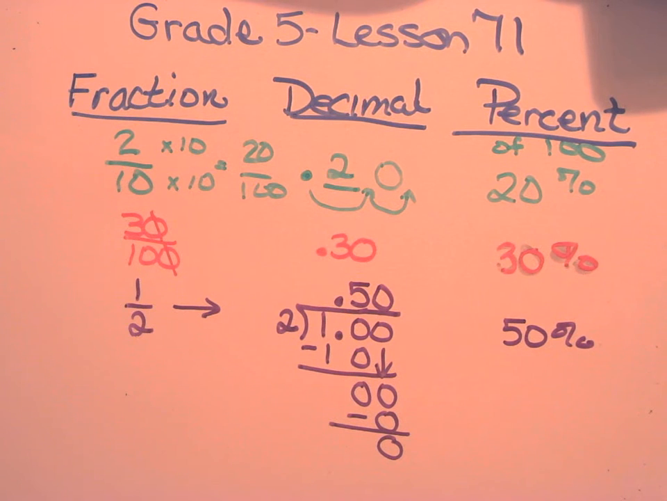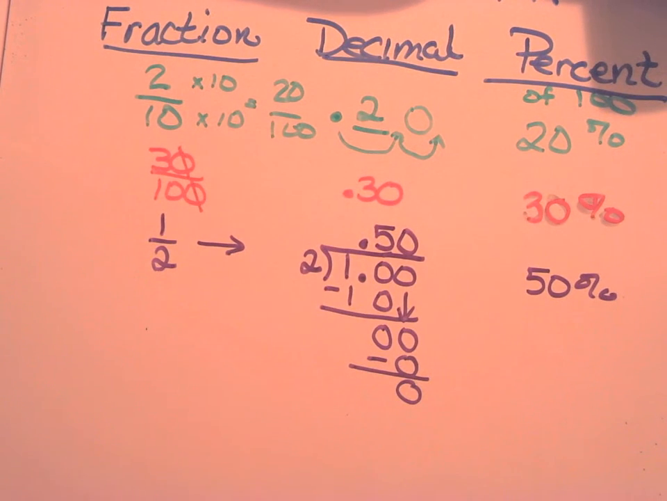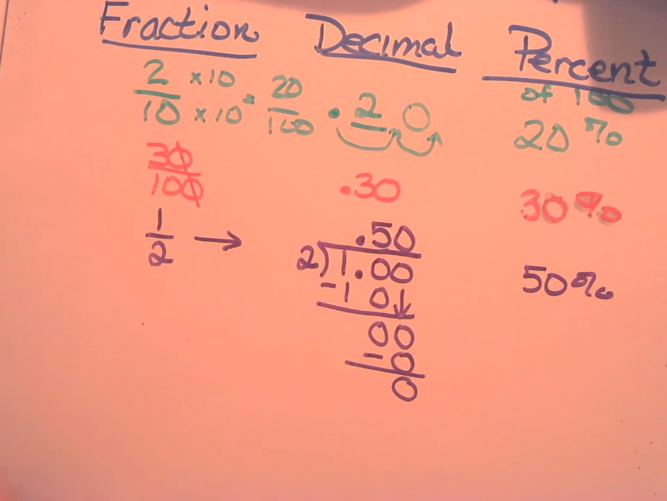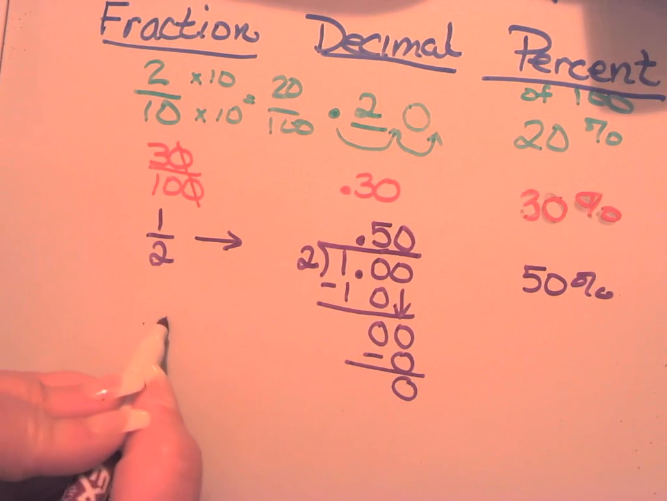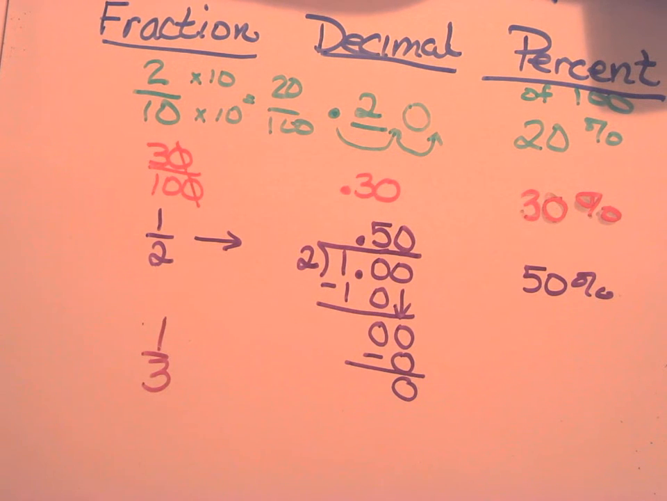Okay. Now sometimes we have a decimal or a fraction, and it's not so nice and easy in getting that answer. So what we do is we still continue to find the decimal. So let's start with the fraction 1/3. Okay, I have 1/3 as a fraction. Again, to find my decimal, I'm going to do the same thing.